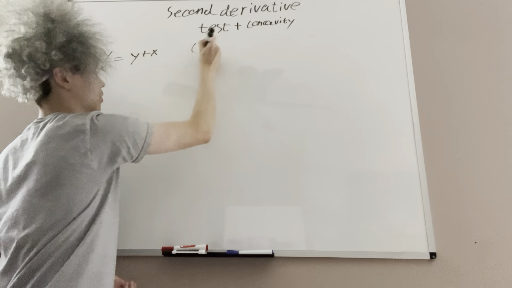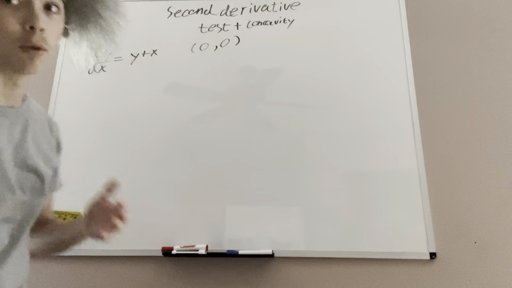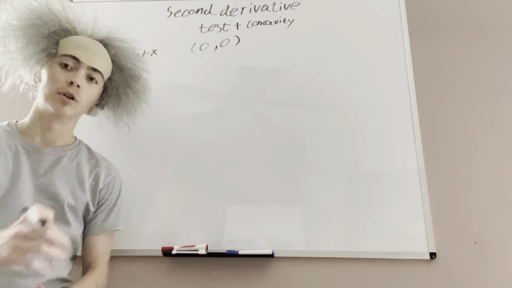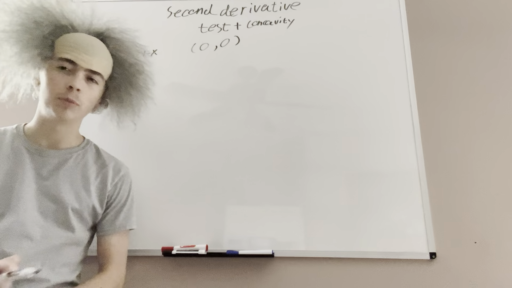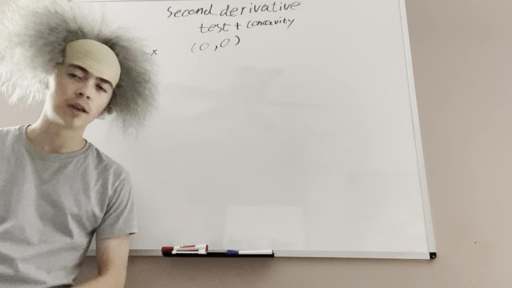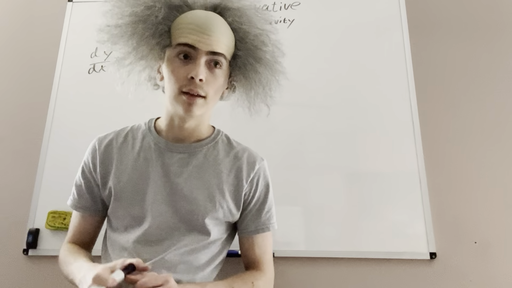Let's look at the point (0, 0), because we know that plugging (0, 0) into dy/dx will output a critical number, a value in which our derivative is equal to 0 or does not exist. I'm not going to be worrying about derivatives that do not exist, because as we've seen in the past, generally when you have critical numbers at points where your derivative does not exist, weird things happen. A lot of times you don't have an extrema, right?